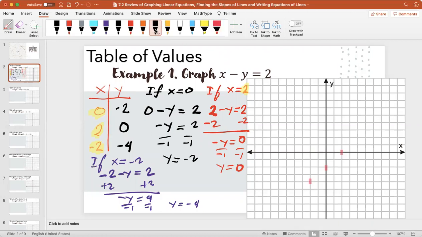So again, the coordinates of this point here is 2, 0. This is 0, -2, and -2, -4. Connecting these 3 points will give us a straight line. It should be a straight line. If not a straight line, then something is wrong. And there you go. We have a straight line. And that's the graph of x minus y equals 2.